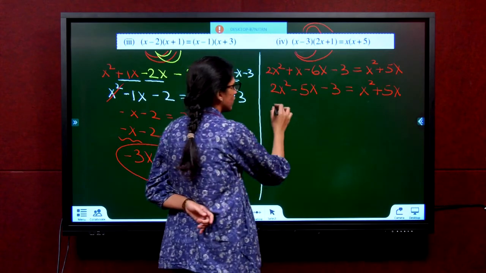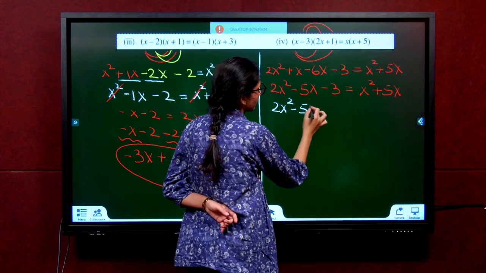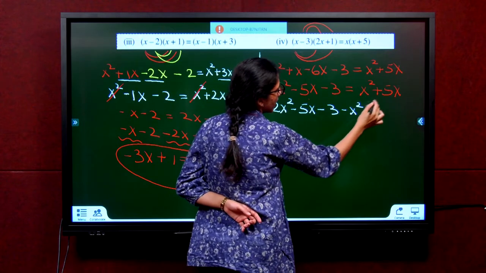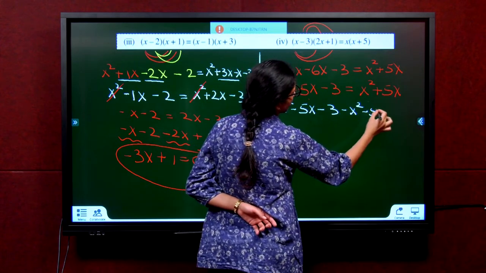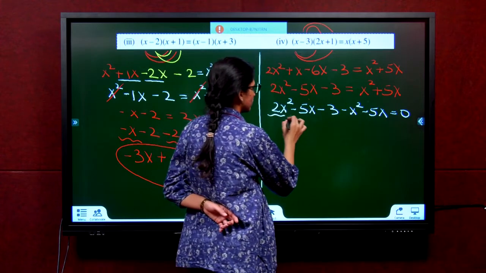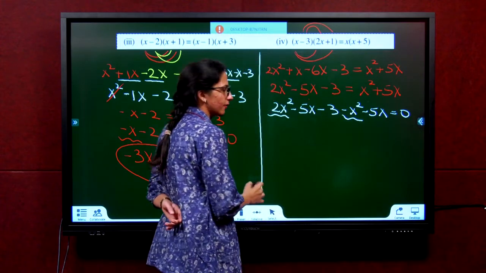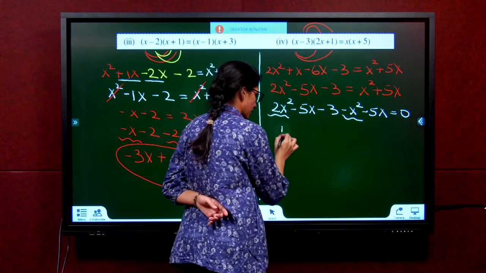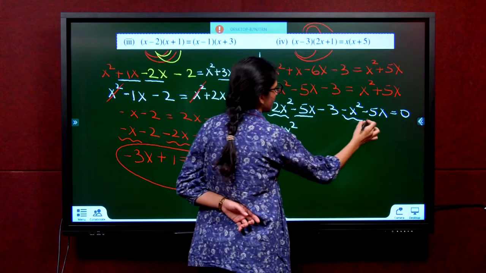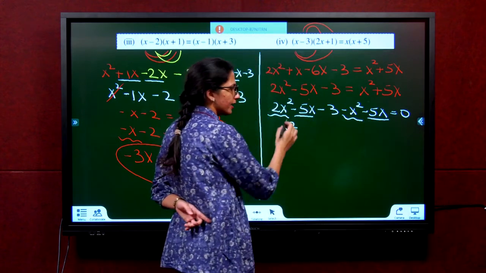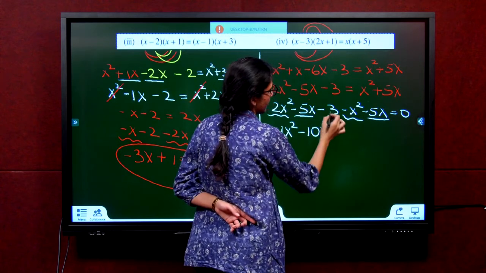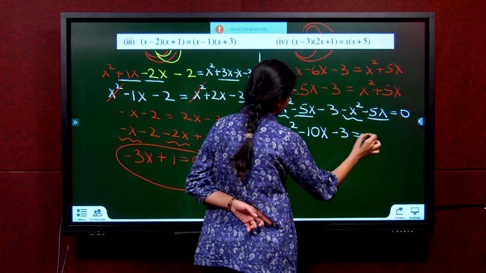We continue. 2x square minus 5x minus 3. Bring the x square this side, minus x square. Bring the plus 5x this side, minus 5x is equal to 0. So 2x square minus x square, 2 minus 1, 1 x square. Minus 5x minus 5x, minus 10x, minus 3 is there only.